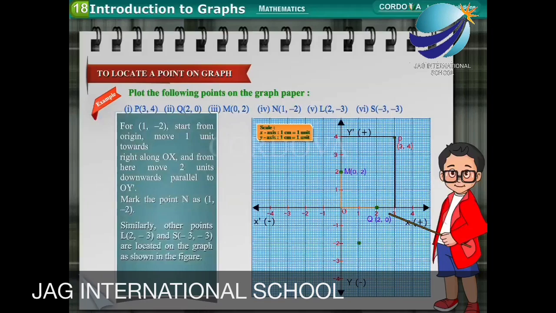For (1, -2), start from origin, move 1 unit towards right along OX. And from here, move 2 units downwards parallel to OY'. Mark the point N as (1, -2). Similarly, other points L(2, -3) and S(-3, -3) are located on the graph as shown in the figure.